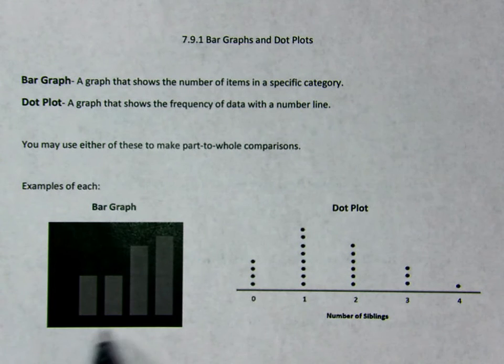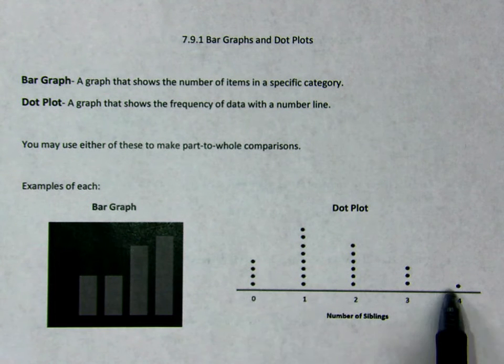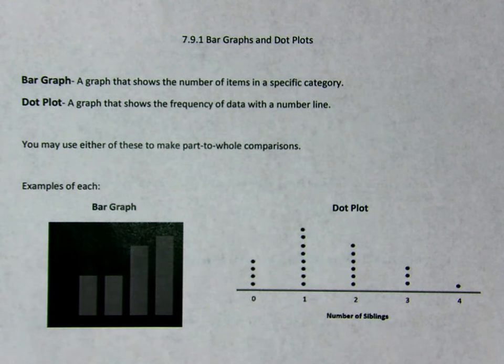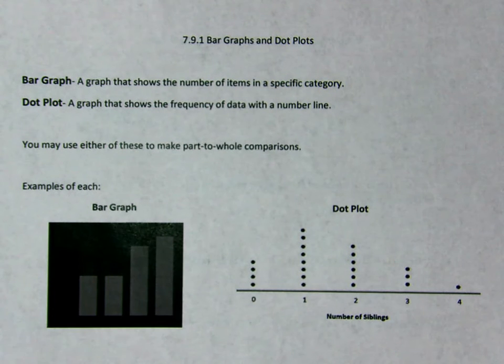Okay, obviously you can see the distance, and the names are pretty self-explanatory. We use bars on the bar graph, dots on the dot plot, but yes, we use a number line. Okay, and so both of these graphs or plots, I have it here. You may use either of these to make part-to-whole comparisons. So we've got other terms for that, part-to-whole comparisons. We've got ratio and fraction, okay, that we've heard before.